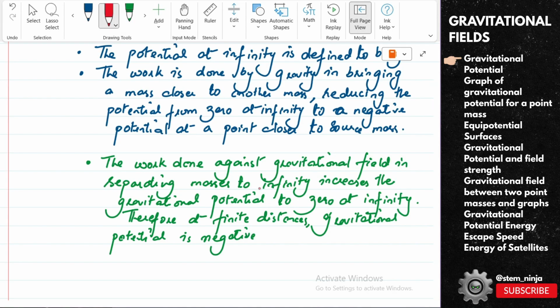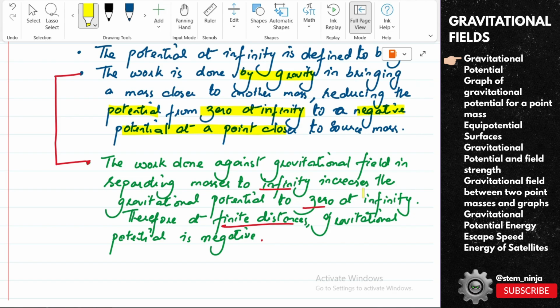Okay, so at infinity it's 0, so at finite distances the gravitational potential is negative. So these 2 points are alternate to each other. They convey the same thing. So if you prefer the wording work done by gravity, it's reducing the potential again as it means potential to do work, reducing the potential from 0 at infinity to a negative potential at a point closer to the source mass.